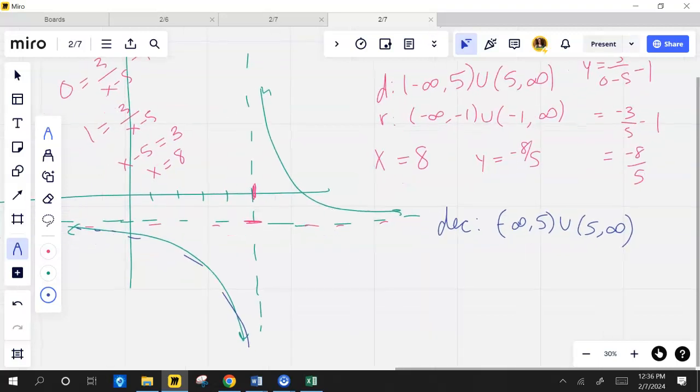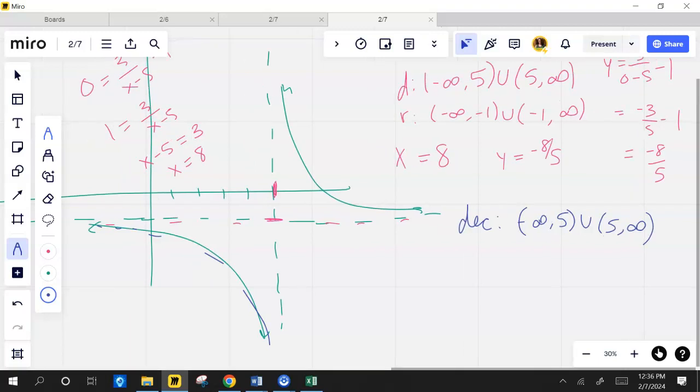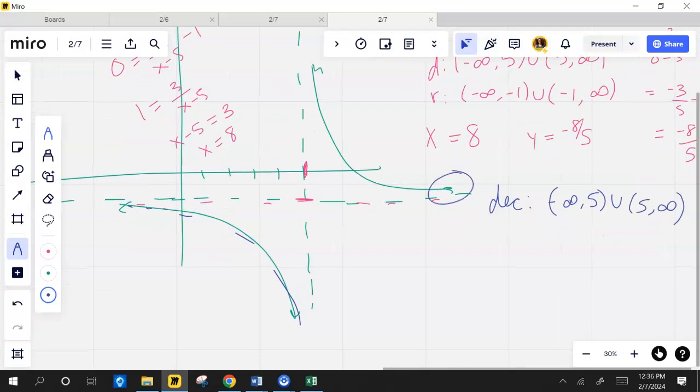Okay. In behavior. This is the hardest end behavior on the quiz, because look how many ends I have. 1, 2, 3, 4. All right. I'm going to do this one first.